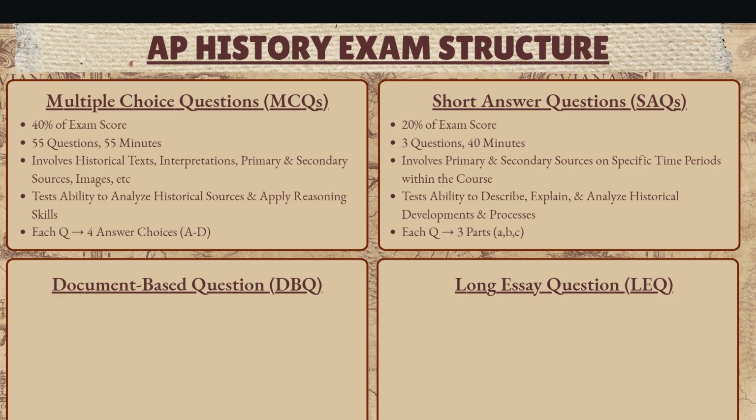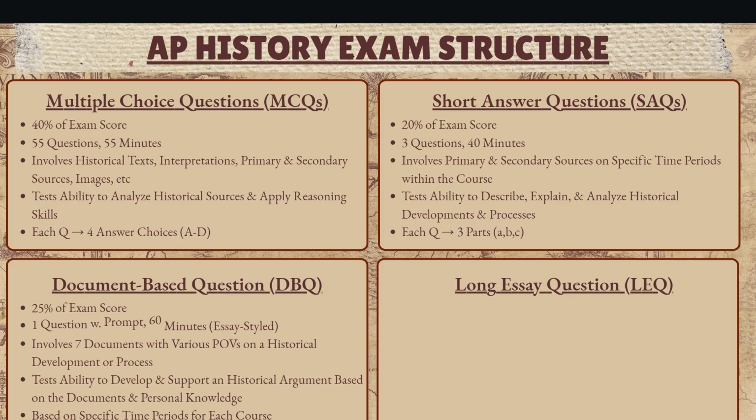And then after you do the MCQs and SAQs, you typically get a 10-minute break before you get to the next two sections. So the DBQ and then the LEQ are the next two sections, and they conclude the rest of the exam. The DBQ is 25% of your exam score, and it's one question with a prompt, and you get 7 documents with it. You have to use those documents as evidence to support an argument, basically writing an essay with an argument. Typically it's recommended that you spend 60 minutes on this, though you don't always have to.